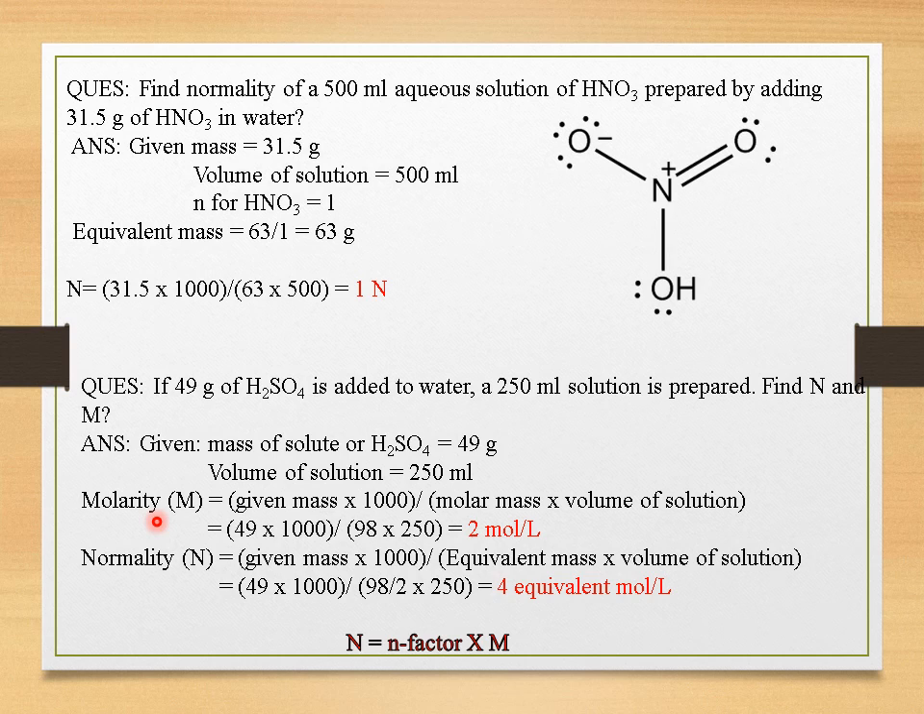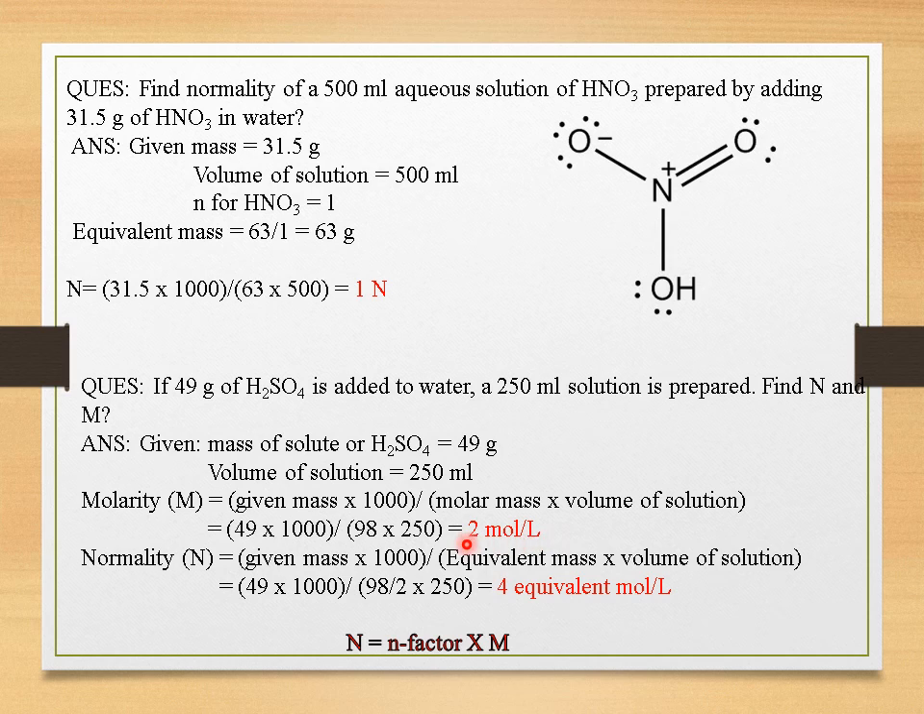Molarity is given mass of my solute into 1000 divided by molar mass into volume of solution. So given mass is 49 grams into 1000 divided by the molar mass of H2SO4, which is 98, into 250, the volume of the solution. This 1000 is because we have converted 250 ml into liters. So this comes out to be 2 moles per liter, or capital M, or molar. So 2 is the answer.